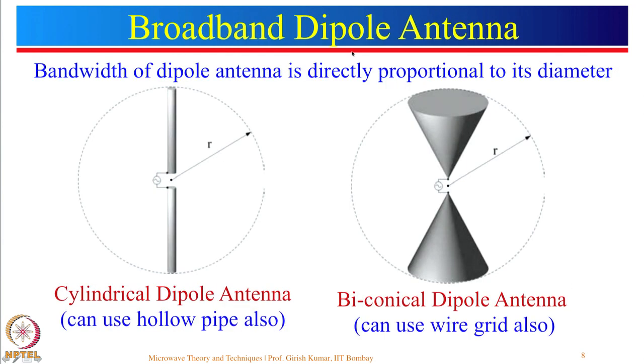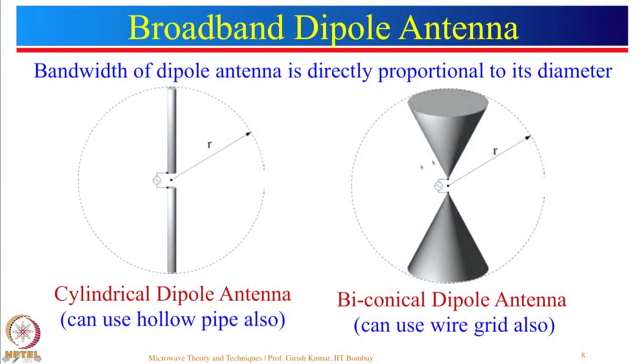So now let's talk about the broadband dipole antenna. The bandwidth of the dipole antenna is directly proportional to its diameter. So that means if you increase the diameter of the dipole, bandwidth will increase. However, there is a restriction that you cannot use a diameter of the antenna greater than lambda by 10. So this kind of limits the bandwidth of the dipole antenna.